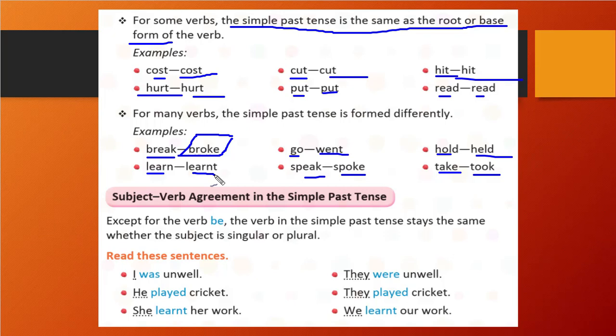Subject-verb agreement in the simple past tense. Now we need to see the agreement of subject and verb. Except for the verb be, the verb in the simple past tense stays the same whether the subject is singular or plural. Except the be verb. Okay, what does it say here? Except the verb be, what do we need to do here?